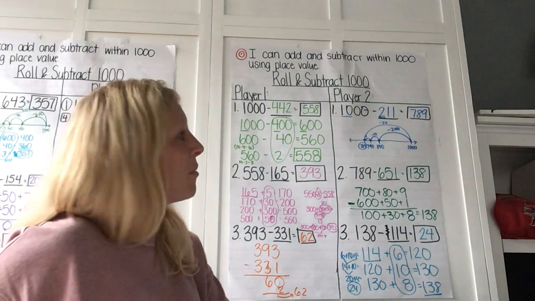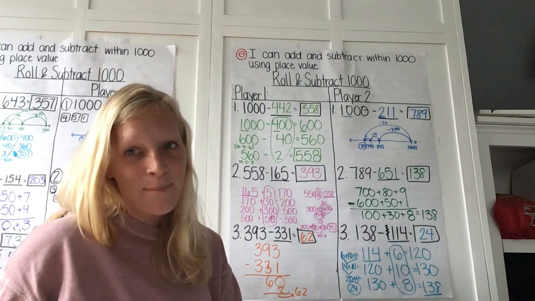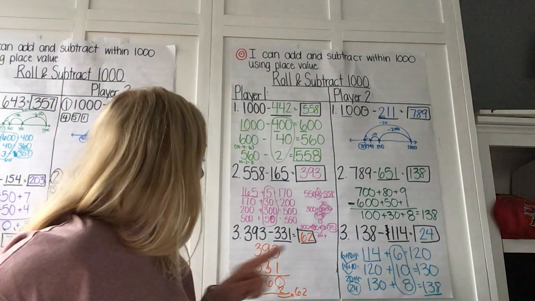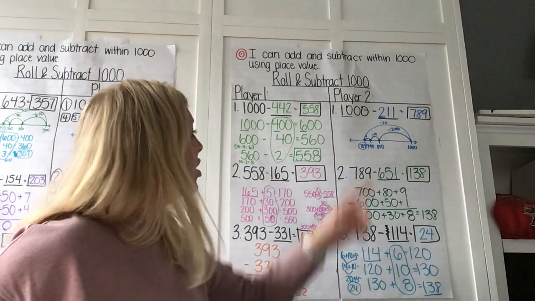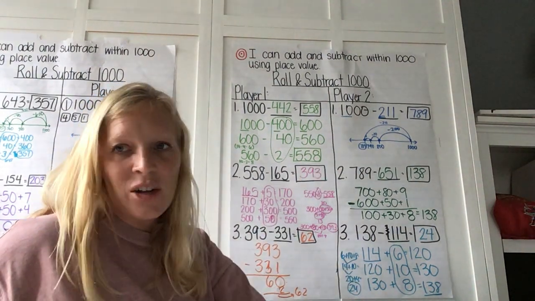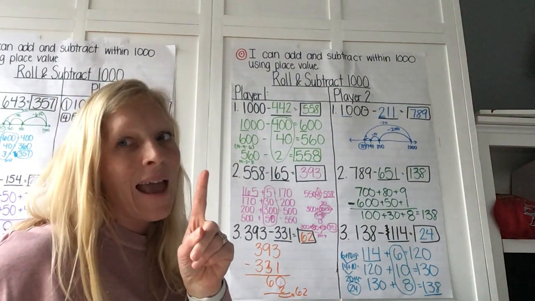When you're playing with your partner, remember, somebody else can win. It's all about how you're playing the game. Remember to show your thinking. And remember, you can subtract, you can add, you can use equations, you can use number lines. Any strategy that works best for you that is efficient. Remember, that means quick and accurate.